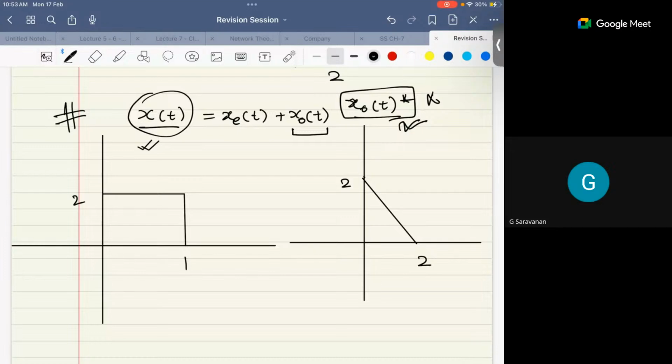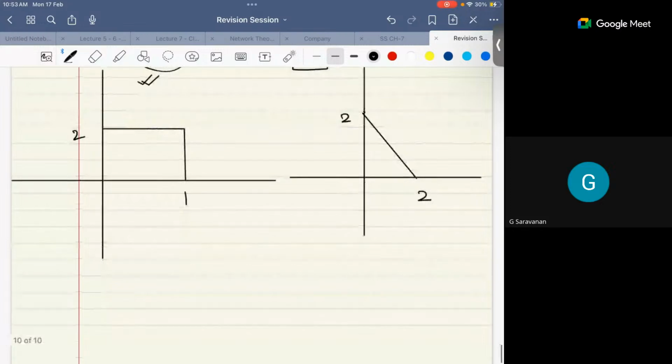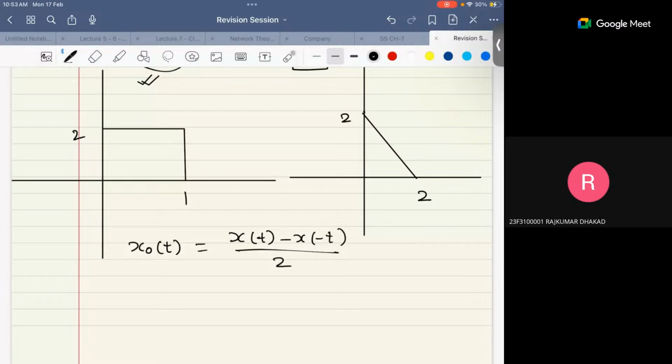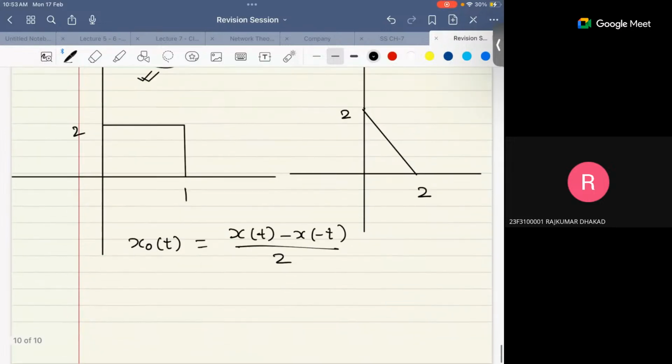So what are the steps? The odd part you calculate as x of t minus x of minus t by 2. Correct? If half of this odd signal is given, then we can take the symmetry about the origin and calculate the whole odd part. Correct, yeah. That is why I have given the half portion.